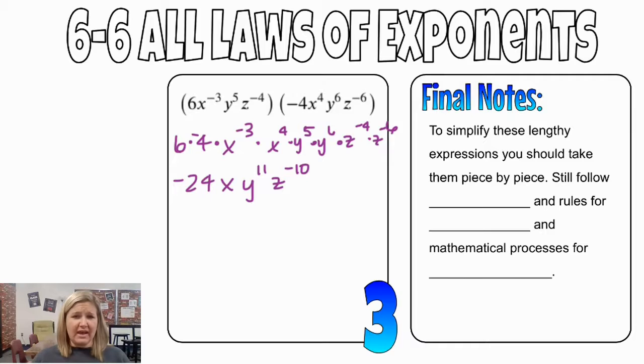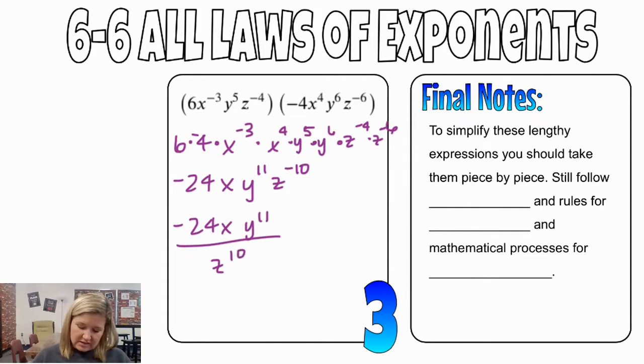Now, I do have a negative exponent. Remember that a negative coefficient is just fine. Negative exponent, bad. All right? So I have negative 24, x, y to the 11th. They all stay up in the numerator because they're already all positive. And then z to the 10th has to go down to the denominator to become positive.